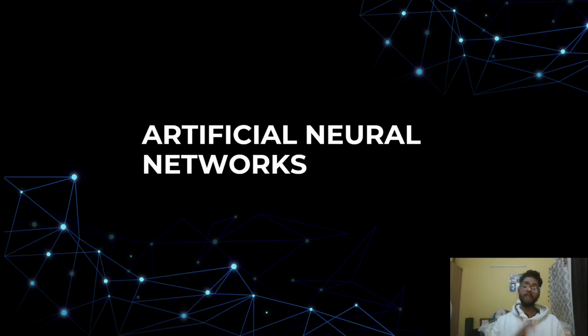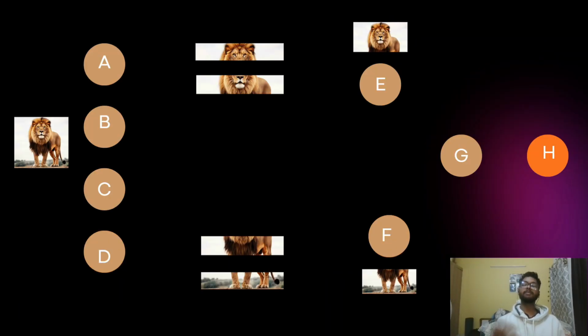Now, before I move on to the code, I would like to explain some topics that would help us understand the code better. So let's start with artificial neural networks. In order to explain this, I'll be using an example. Let's suppose we have a classroom where A to G are the students, and these students don't yet know what a lion looks like. We also have a teacher H who knows what a lion looks like.